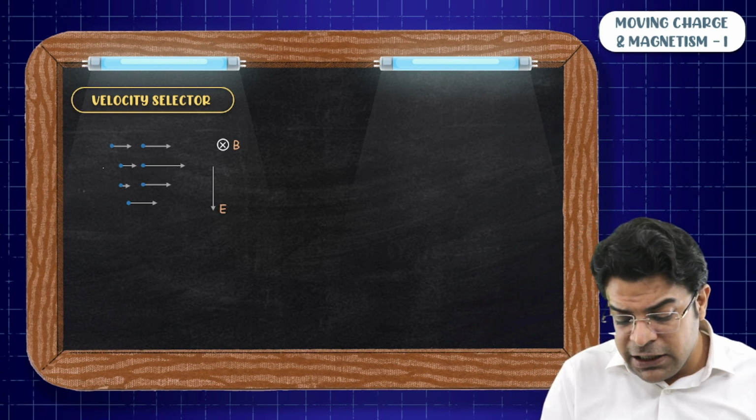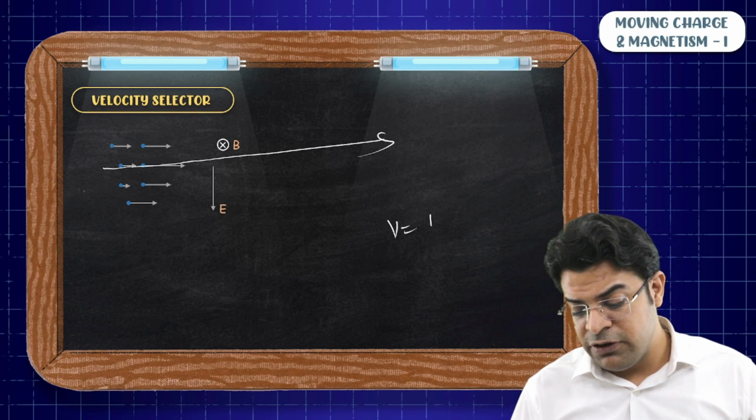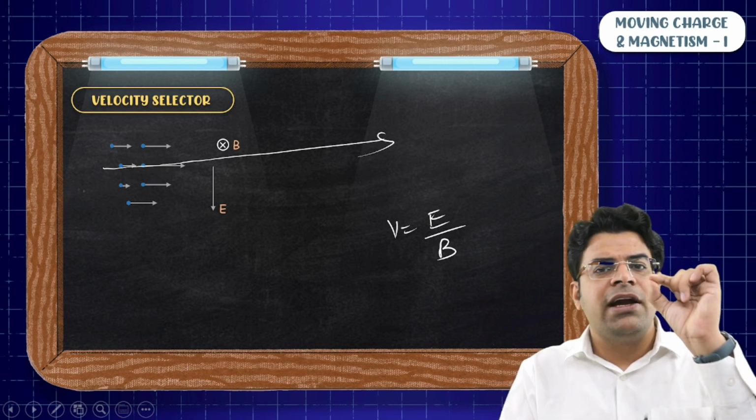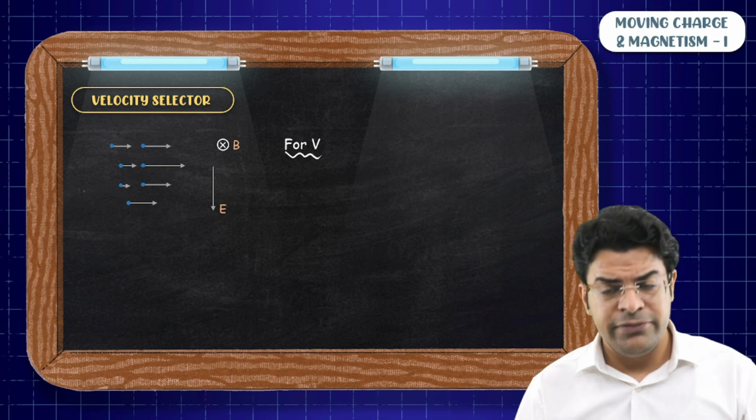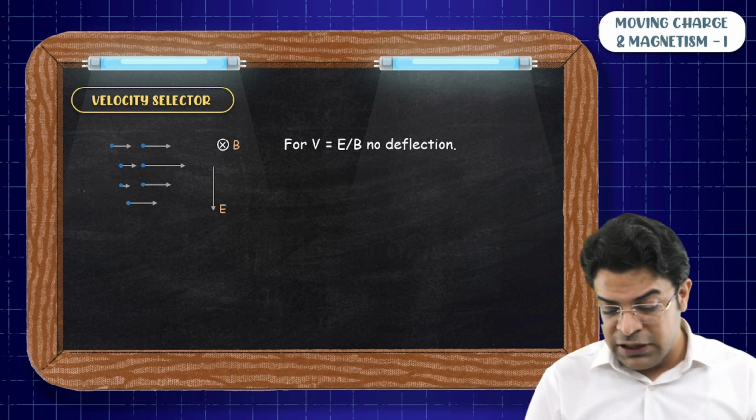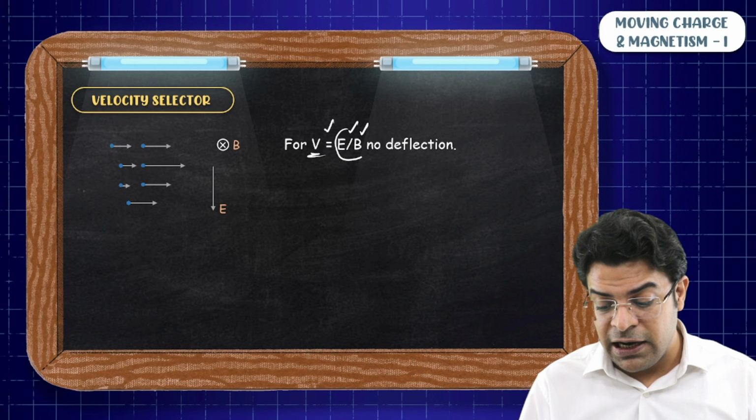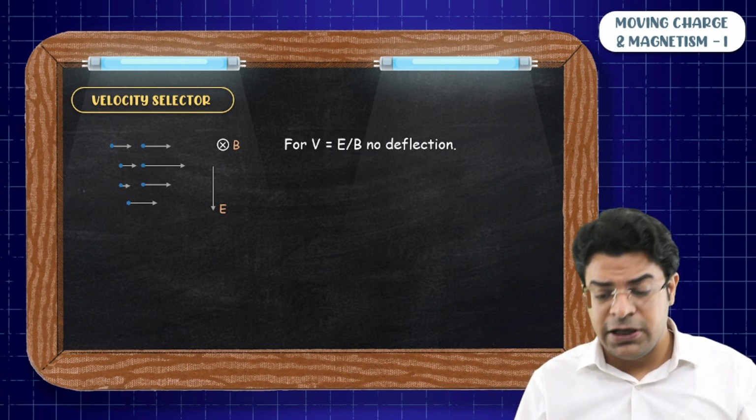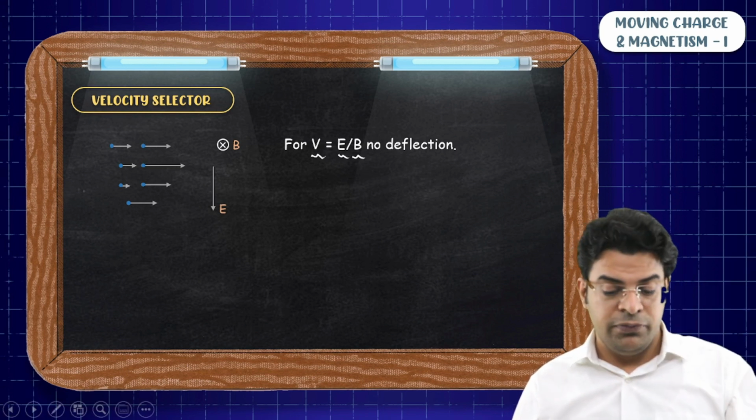We can increase or decrease the electric field, we can increase or decrease the magnetic field. Now, the charged particle which will go undeviated will be the one for which the velocity is equal to E by B, because on that charged particle the electric and magnetic force will cancel out each other. So for V equals E by B, the charged particle will show no deflection. That particular charged particle whose velocity is equal to E by B, and you can set this velocity by changing the value of E and B, will go straight without any deflection.